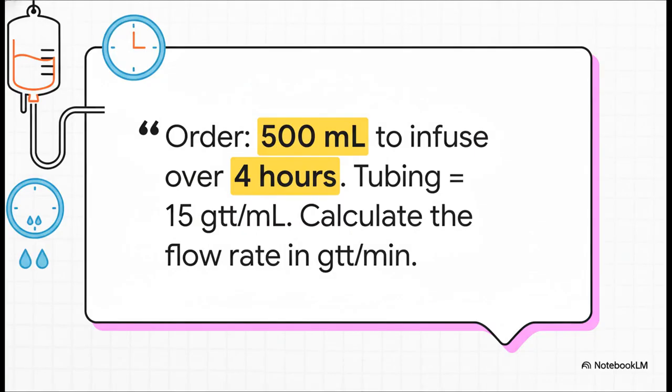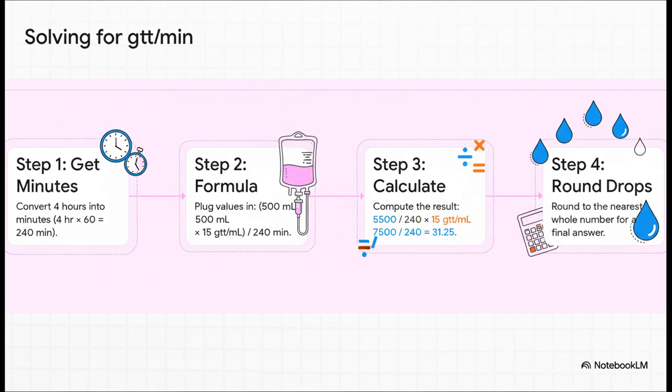Okay, here is a classic PTCB style question. Let's be detectives and pull out the clues. We have a volume, 500 milliliters. We have a time, 4 hours, and we have a drop factor of 15 GTT per milliliter. Our mission is to find the flow rate in drops per minute. So how do we crack this?